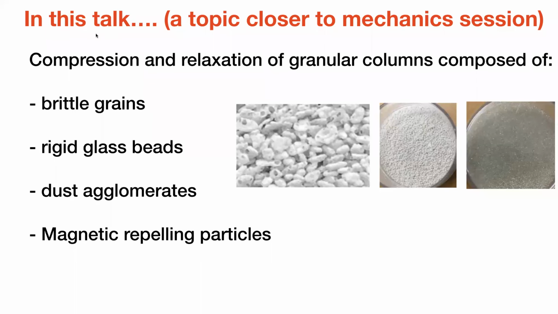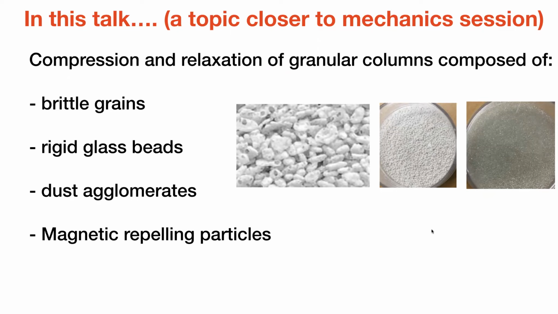I chose a topic that is closer to this mechanics session, and it's about the compression and relaxation of granular columns composed of different kinds of grains. So we are going to talk about brittle grains. We are going to compare them with rigid glass beads, dust agglomerates, and magnetic repelling particles if there is enough time.